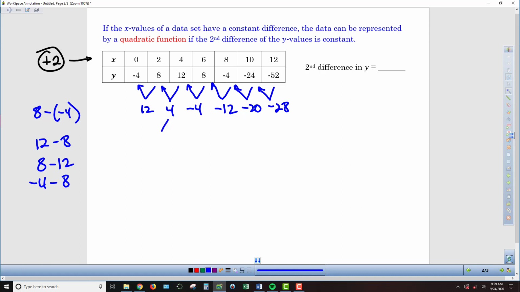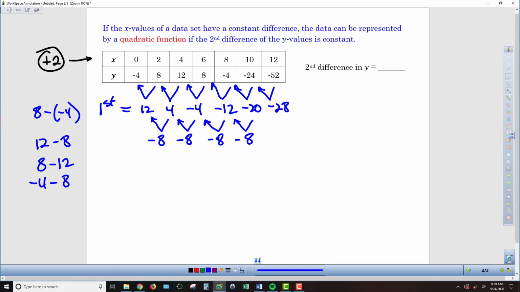But now we're going to subtract the differences. So this is called the first difference. This was constant for the linear function, but it was not constant here in the quadratic. But now if I subtract the differences that I just found, 4 minus 12, negative 8. Negative 4 minus 4, also negative 8. Negative 12 minus negative 4, so negative 12 minus negative becomes plus 4, is negative 8. Same thing, negative 20 minus negative 12, we're going to get plus 12, so negative 8 again.